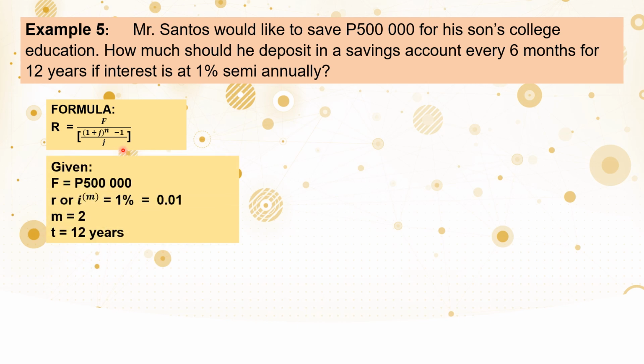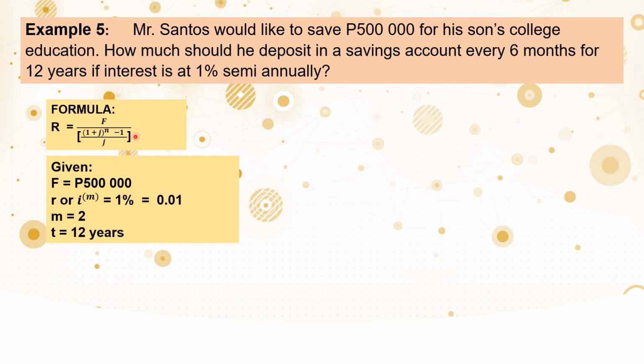And what are the given in the problem? We have here 500,000 pesos. And 500,000 pesos is the money that Mr. Santos would like to save. So it is the future value. And we have here 1% rate and 1% must be written into decimal. So we have 0.01. And since it is semi-annually, our M is equal to 2. And 12 years is our time or term.